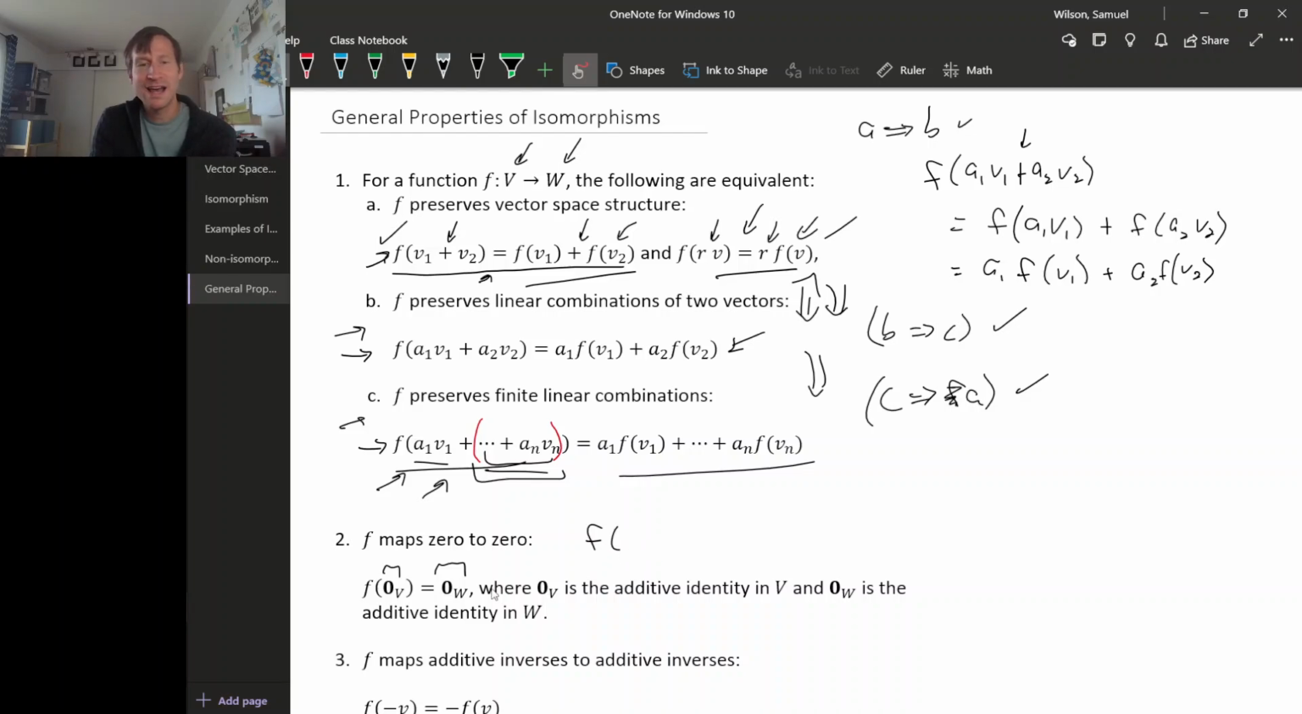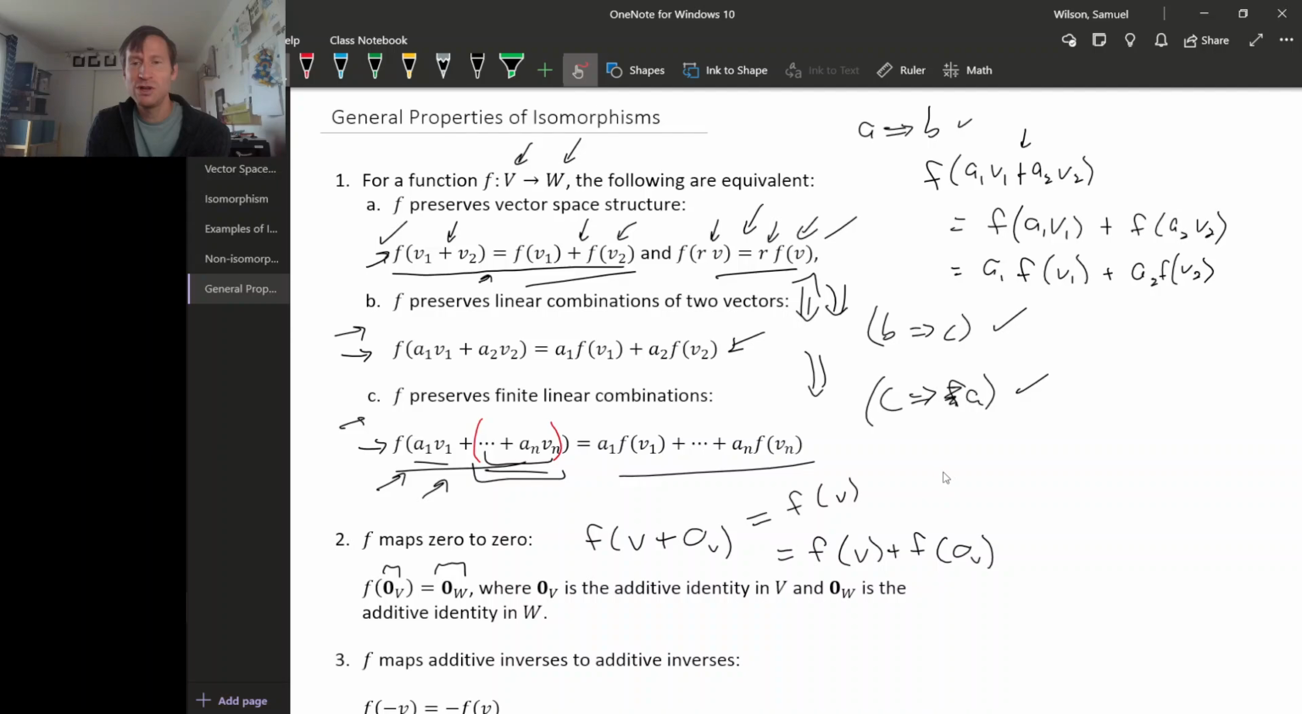And we can see that because, to figure out what f of the 0 in V is, think about this: f of some vector plus the additive identity in V. Now, on the one hand, we can do this addition in V, and we just get f of v. On the other hand, we can use the fact that f preserves structure. We get f of v plus f of 0 V.